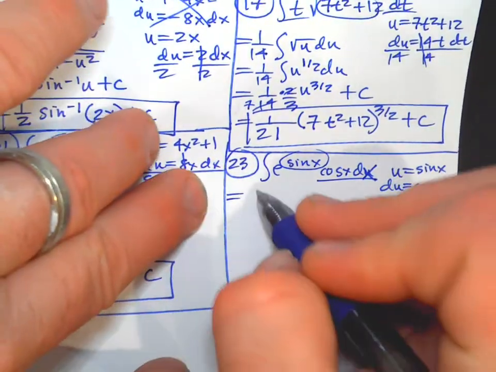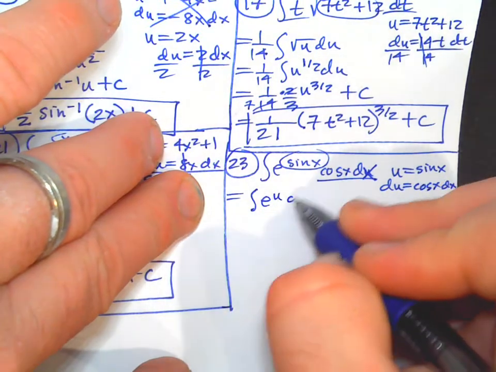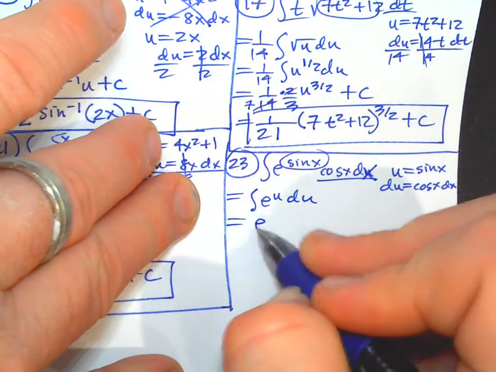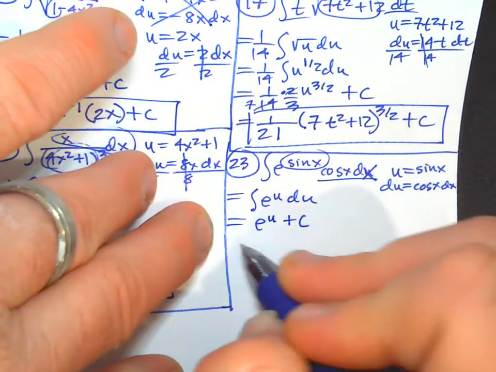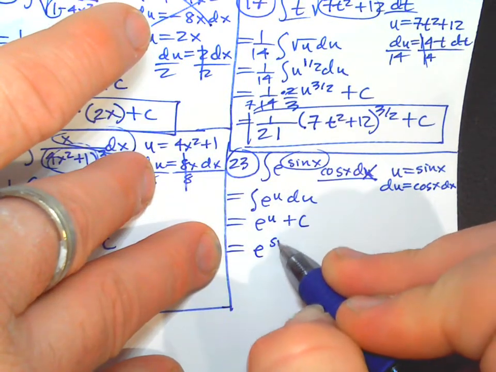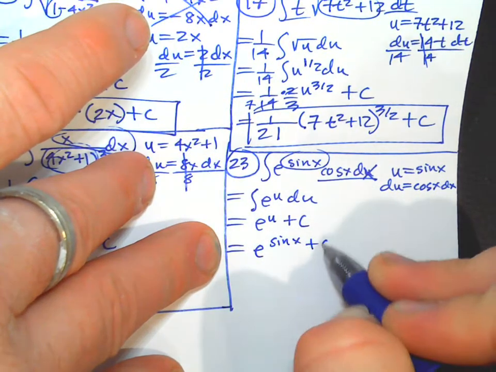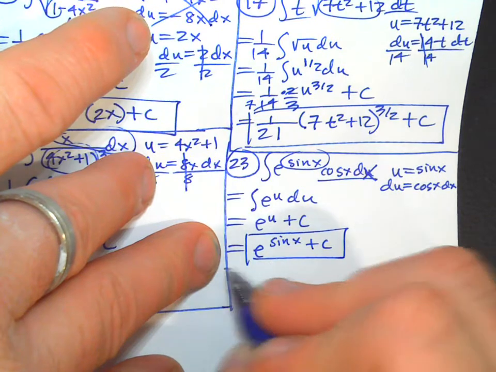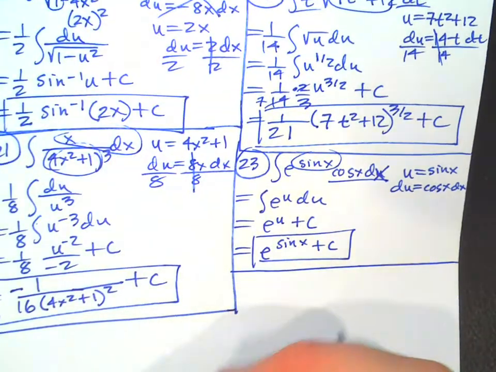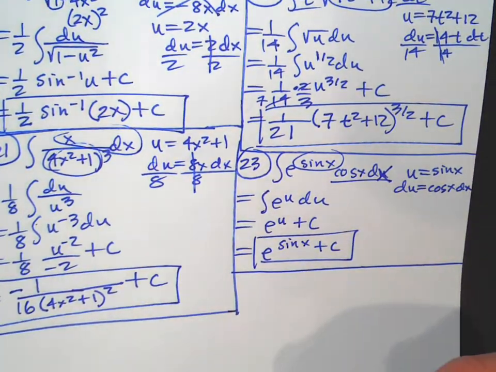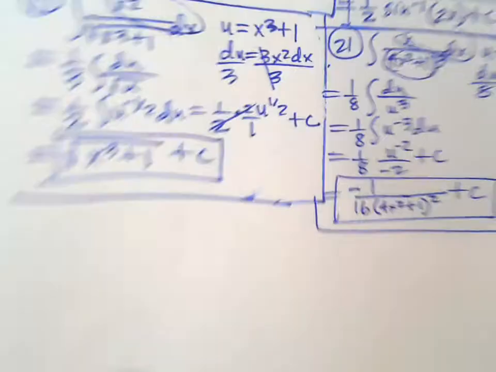So that's going to be e to the u du. The answer to e to the u is just e to the u. And then rewrite it back in terms of the original variables. Not bad. Okay, let's keep it going.